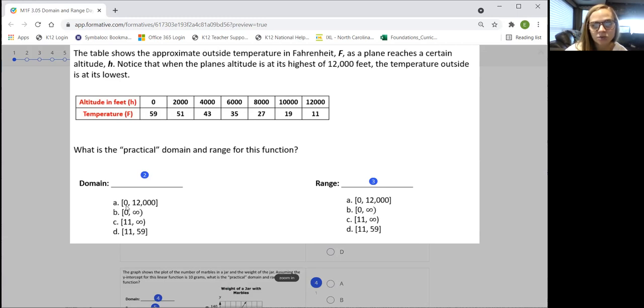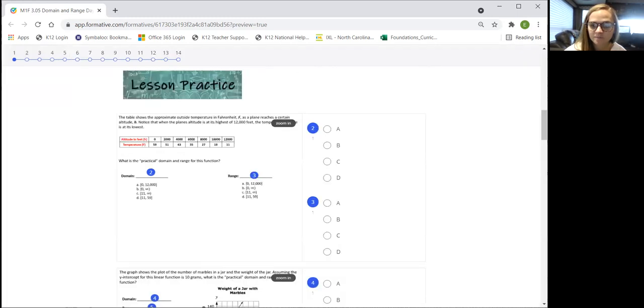And then your range, we have to actually look. Okay, remember, lowest to highest. So the lowest value I see here is 11, and the highest value I see here is 59. So it'd be 11 to 59. So that would be D.